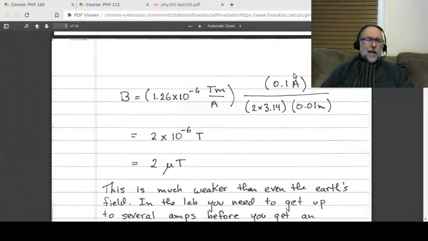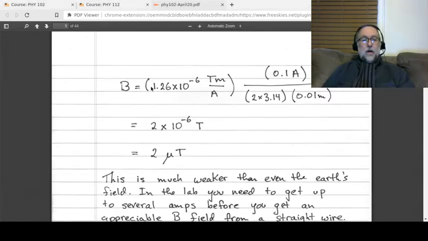And when you're putting a couple of amps through a wire, it gets a little dangerous because the wire can heat up pretty quickly. Wires are usually made out of copper, but they can get hot enough that it'll actually melt the copper and cause sparking and stuff like that. So if you're talking about moderate currents, like 100 milliamps, and you're only measuring at 1 centimeter distance, you're not getting a lot. I'll show you how to make more powerful magnetic fields in a little bit.